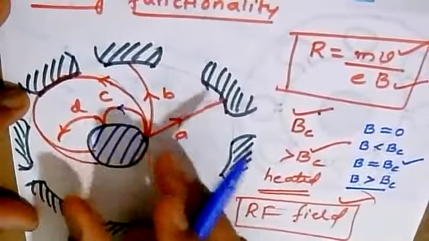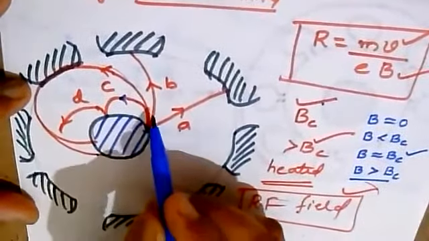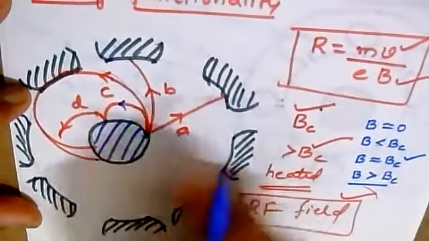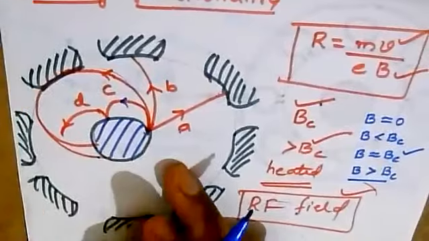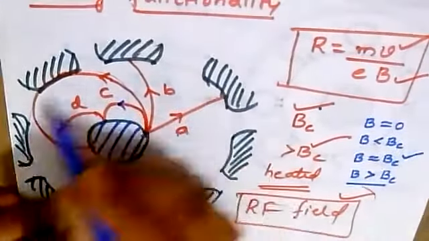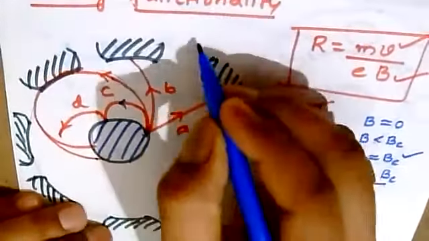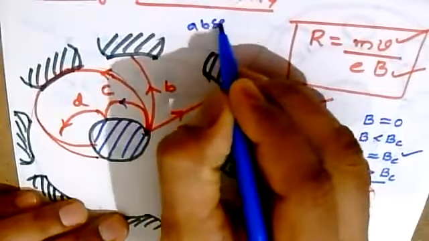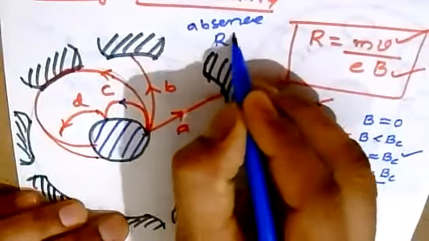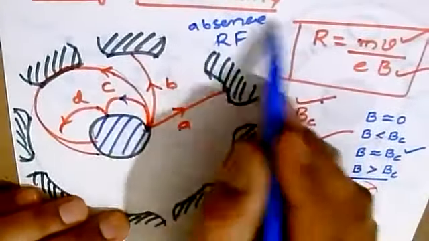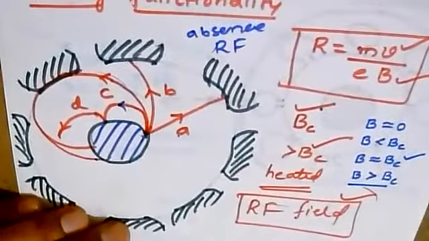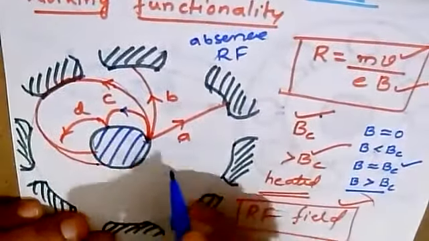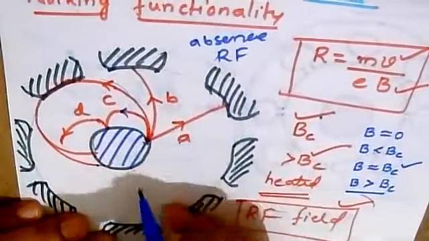So these are the different trajectories of the electrons as they move from cathode to anode. Whatever I have explained till now is in the absence of RF field. I have not at all considered the RF field till now.